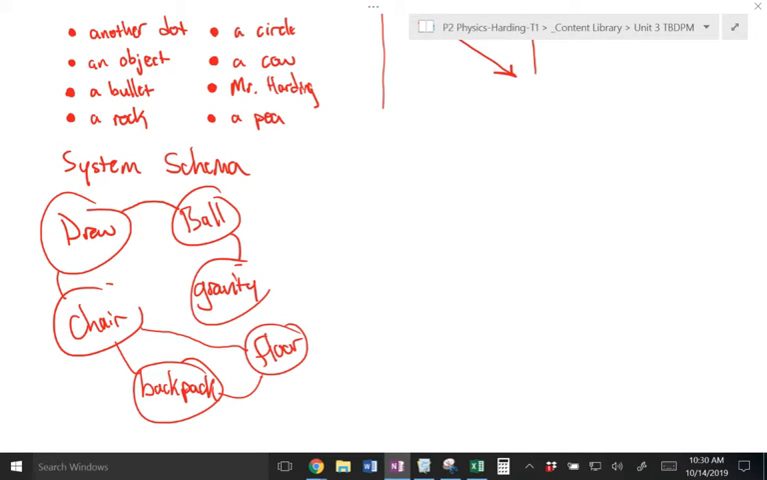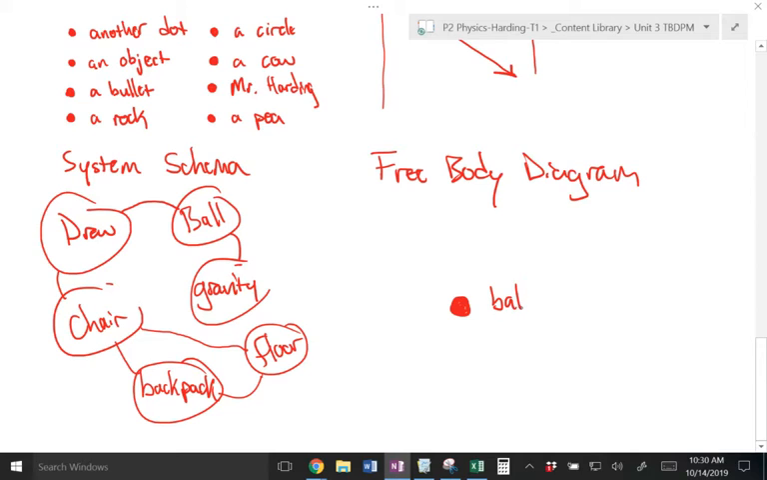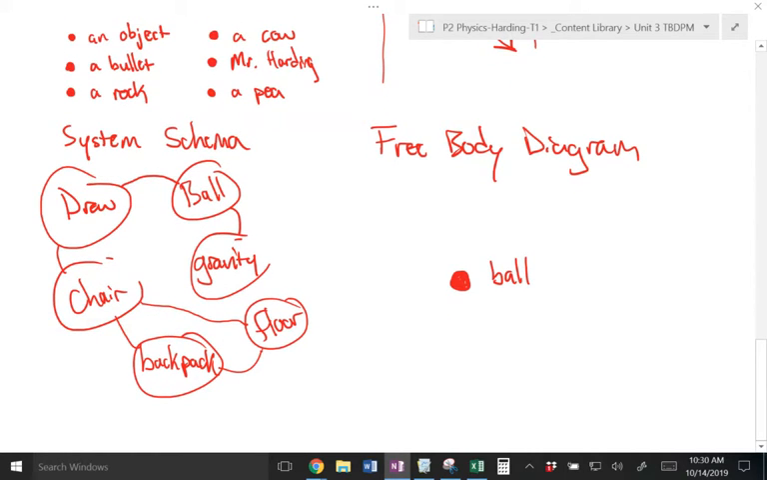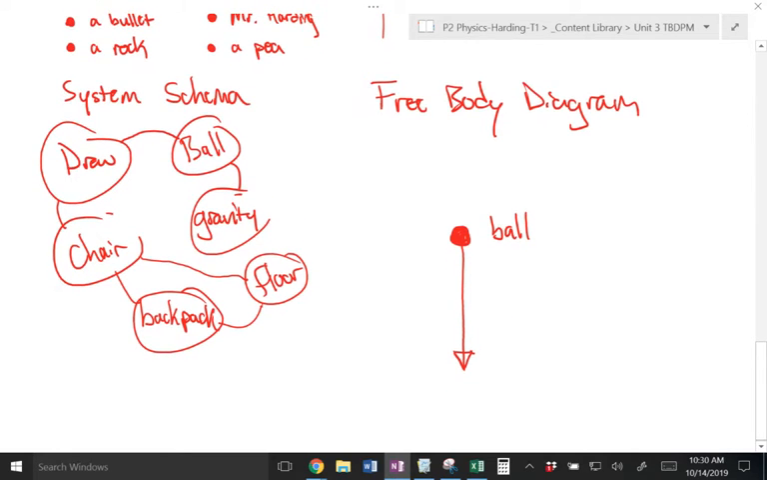So then if we want to draw a diagram for the forces acting on the ball, that's called a free body diagram. I'm going to first draw the ball, and I'm going to label it so you know that that's a ball, not a cow or Mr. Harding or an object or a rock. Okay? And then I'm going to draw some arrows on here to represent the forces. The arrows start on the dot, and then they're drawn in the direction of the force.